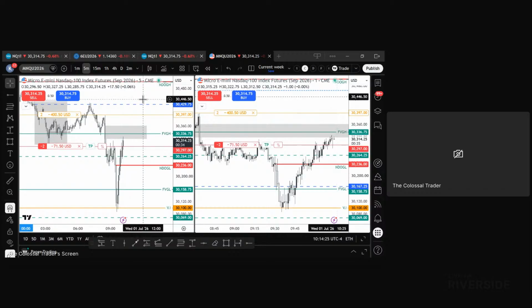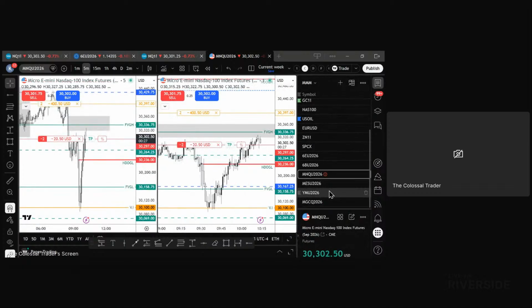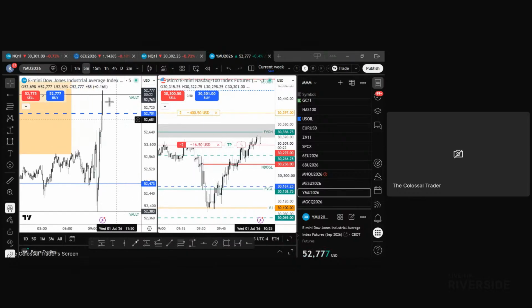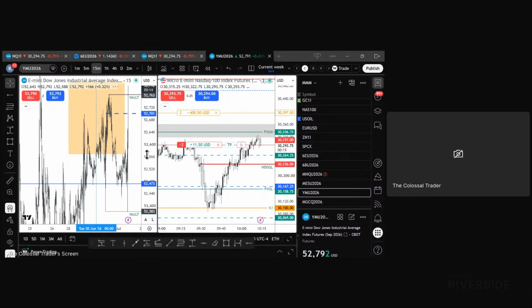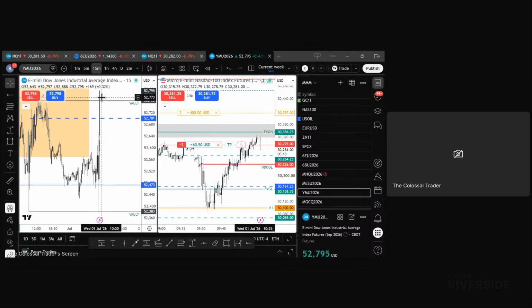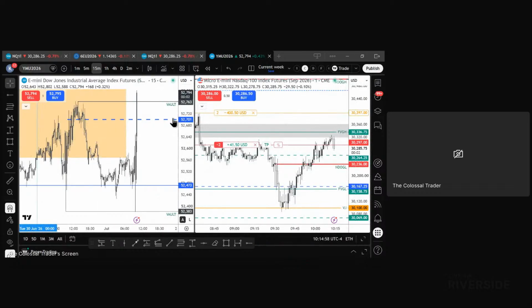US 30 is at a whole new level. Look at US 30 for a second. US 30 has run out previous day highs. So when this does happen, you're seeing this momentum on one side, and this is what's called SMT. I like to see stuff like this. This makes me feel like Nasdaq could drop.